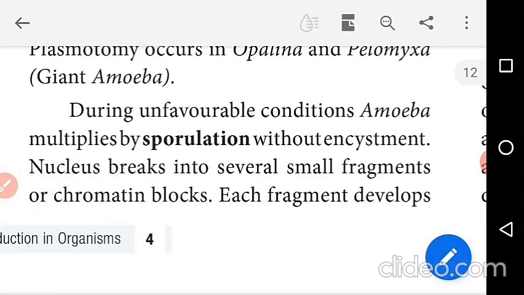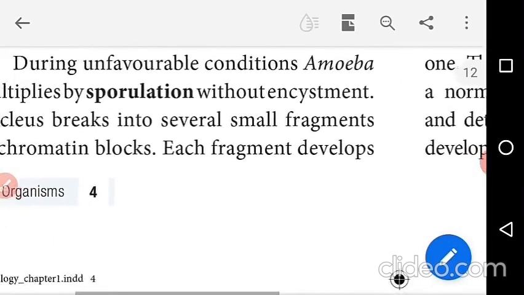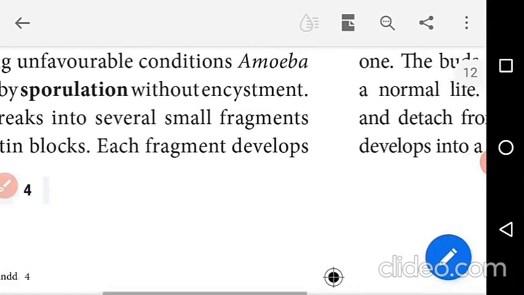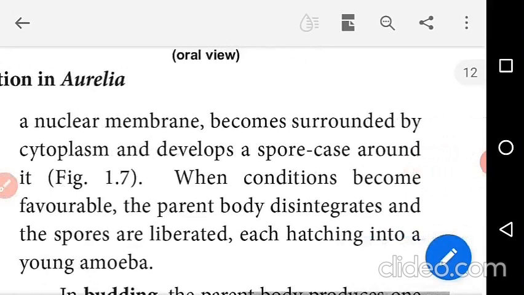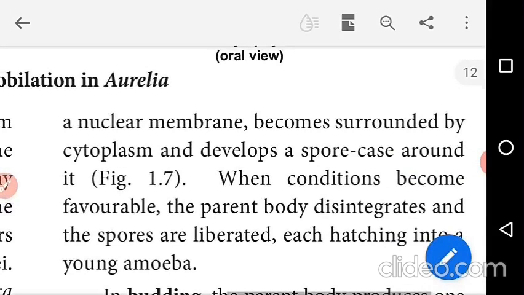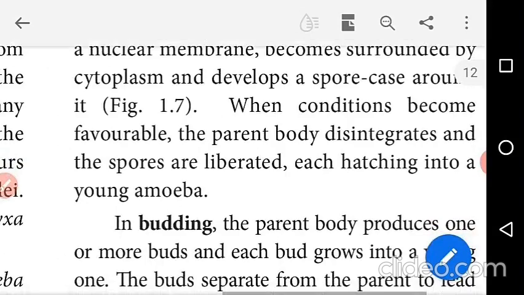The nucleus first breaks into several small fragments, and the chromatin breaks up as well. The nuclear membrane becomes round, and the cytoplasm develops into the spore case. The nucleus divides first, then the cytoplasm joins with the pieces of the nucleus and forms the spore. When the condition becomes favorable, the spores disintegrate and are liberated, coming out from the matured amoeba. Then each spore forms a small daughter amoeba.